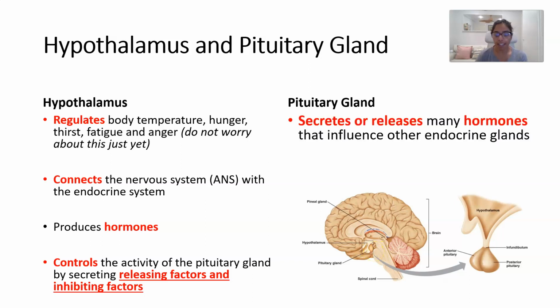So the pituitary gland itself secretes, or another way of saying that is releases, hormones that can influence other endocrine glands. We talked about this in the last lesson, and I gave you the example that the pituitary gland, specifically the anterior pituitary gland, can make and release growth hormone, which affects your body throughout your life, particularly as you're developing from a baby right through to your early 20s.